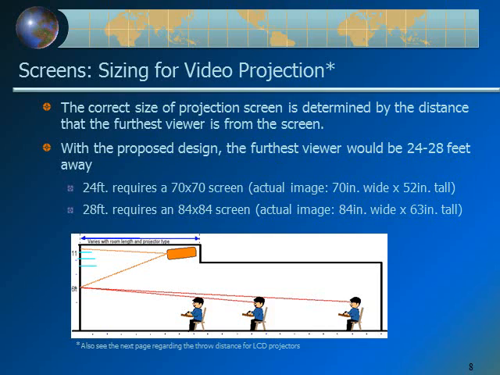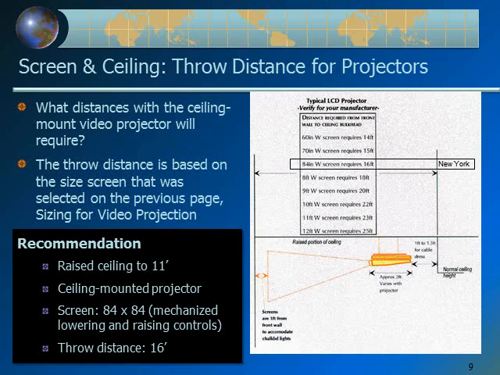Here are some guidelines for screen size. The correct size of projection screen is determined by the distance that the furthest viewer is from the screen. In our proposed design, the furthest viewer would be about 28 feet away. And here are some screen sizes for those distances. As you can see in the picture, the further the person is from the screen, the larger the screen needs to be. The ceiling-mounted video projector will require a throw distance that is high enough and wide enough to meet the screen, and in this case, the throw distance we chose was 16 feet, so that the image can be large enough.